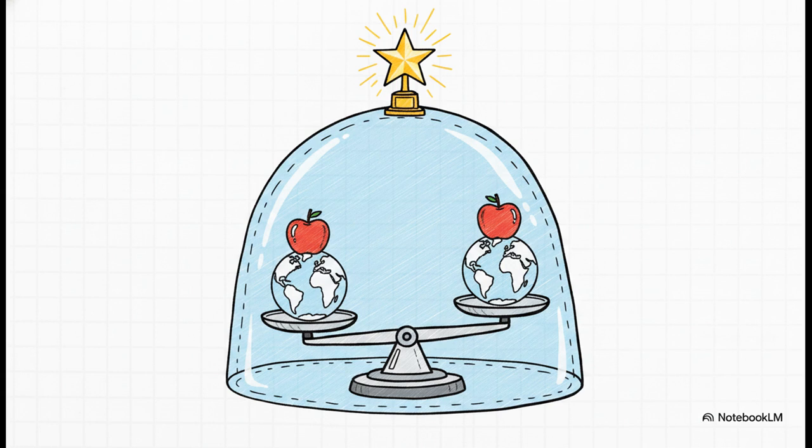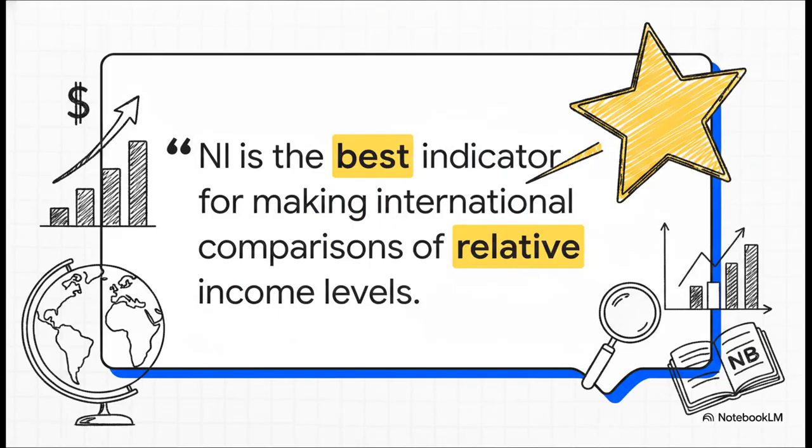To really solidify this masterclass, let's turn directly to your syllabus material. National income is the best indicator for making international comparisons of relative income levels. I highly suggest you commit this to memory. This isn't just our theoretical preference, it is the ultimate, examiner-approved takeaway for identifying the true comparative health of global economies.